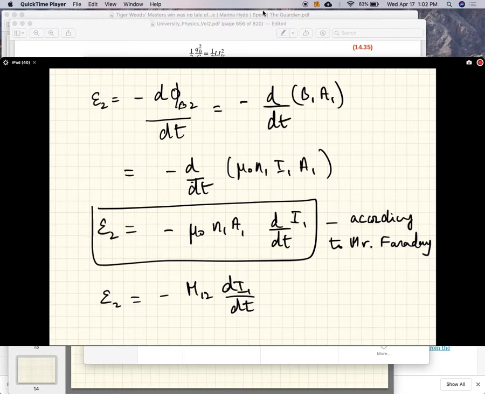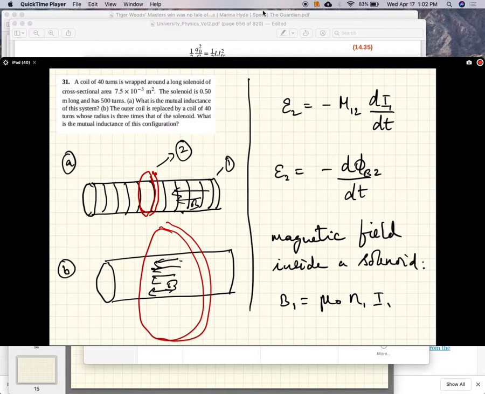If you compare these two equations, you can see that M, the mutual inductance for the two coils, is mu naught N1 A1. N1 is the number of turns for coil 1, and A1 is the area of cross section of coil 1. And that's true for both cases, A and B.